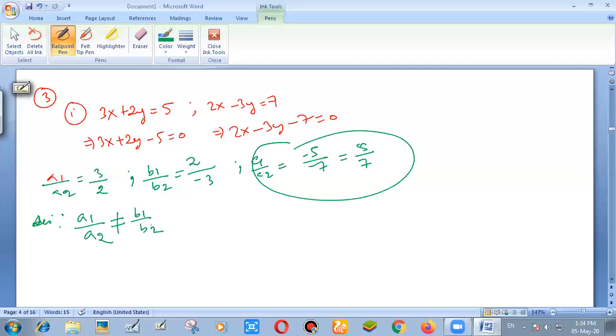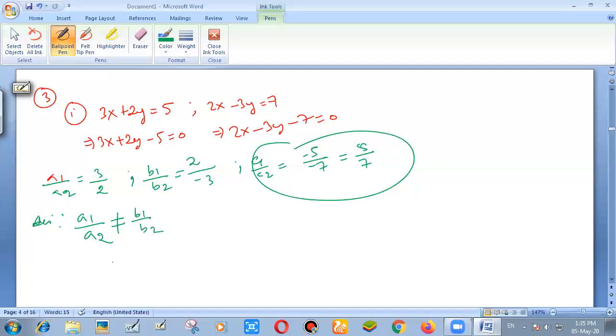Now see, if a1 by a2 does not equal b1 by b2, then the pair of linear equations is consistent. Here you don't need to write intersecting, parallel, or coincident. You just have to write down whether it is consistent or inconsistent. In the exam also, if you are asked to find out whether it is consistent or inconsistent, you just have to write down consistent or inconsistent.